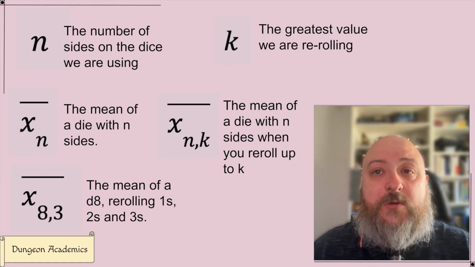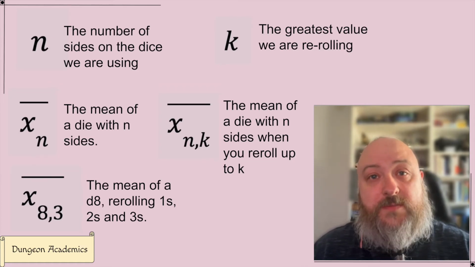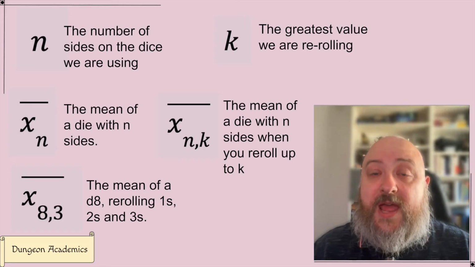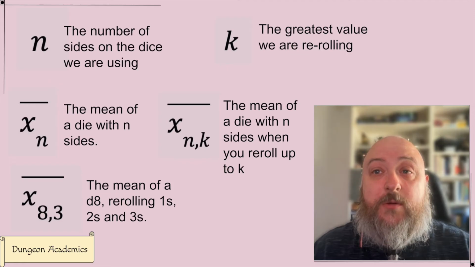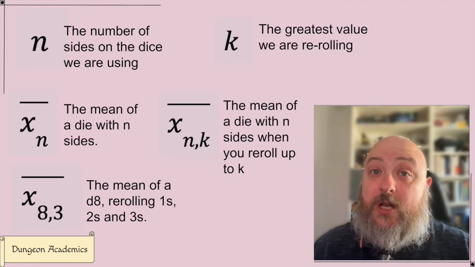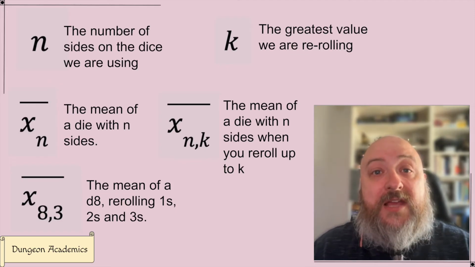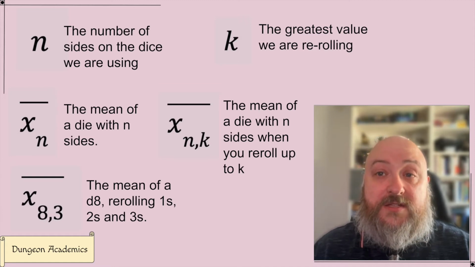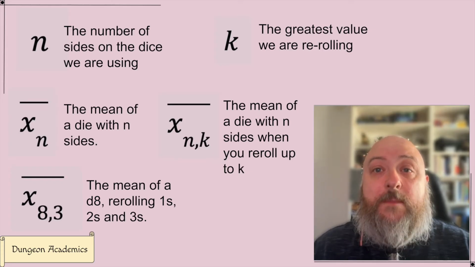Let's get started with some algebra and first define some terms we are going to use. n is the number of sides on the die, and k is the value up to which we are re-rolling inclusively. X bar sub n is the mean roll of a die with n sides. We have looked at how to calculate this in other videos, but the result can be found either using (n+1)/2 or n/2 + 1/2.